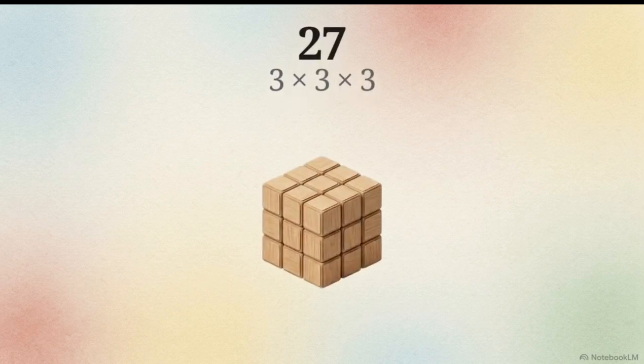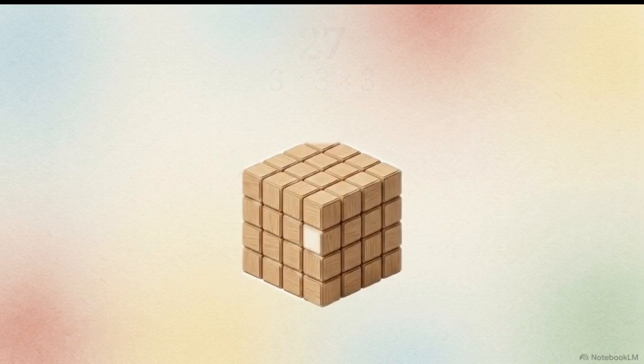Scaling this up, a 3 by 3 by 3 cube is 3 blocks high, 3 wide, and 3 deep. When we fill in all those layers, it requires exactly 27 individual blocks. To build a 4 by 4 by 4 structure, we need 64 individual blocks to complete this solid 3-dimensional shape.